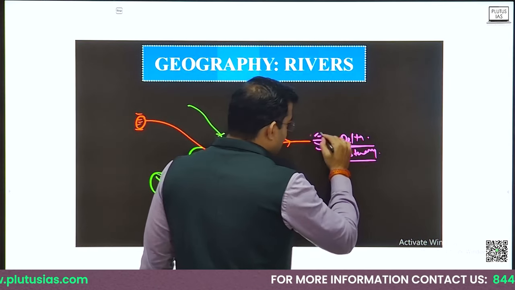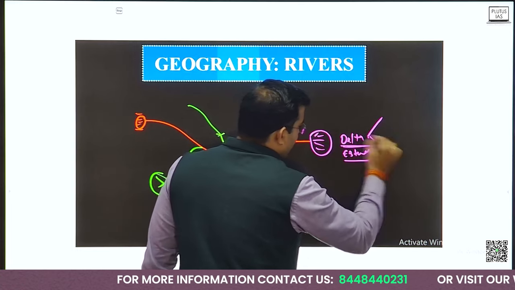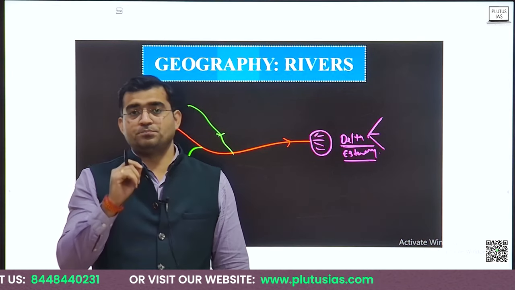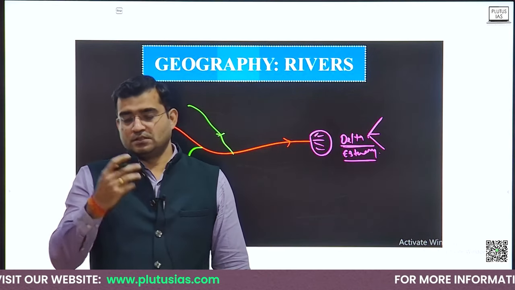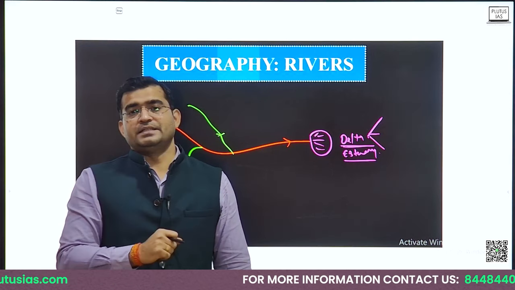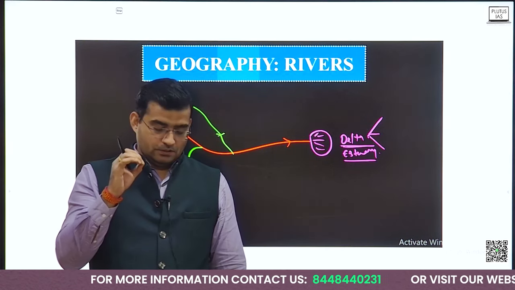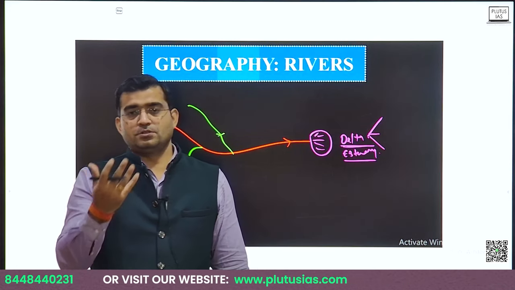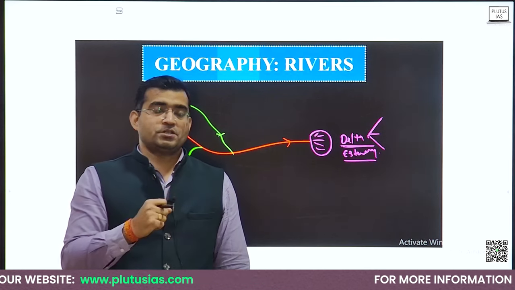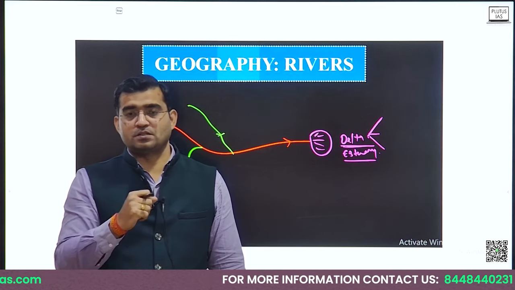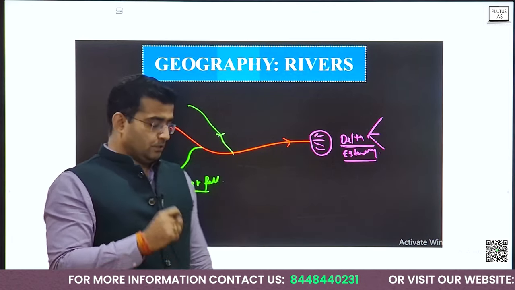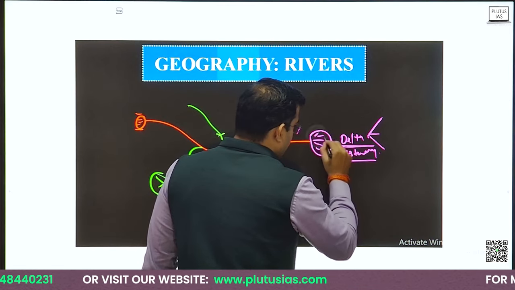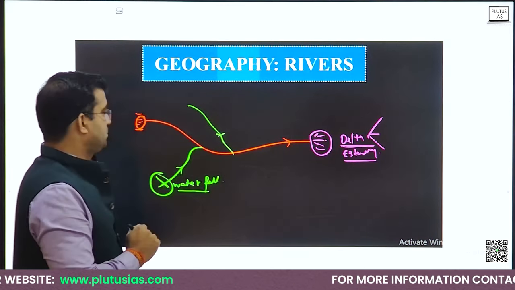Again, if there is a delta, you know deltas are of different types. Like the Mississippi and Missouri in North America form the Birdfoot Delta. Similarly, the Ural River in Asia forms the digitate delta, that is the tree shaped delta. Similarly, the Elbe River of Germany or the Tiber River of Rome, Italy forms the cuspate delta. So if there is a delta, we must understand the form of delta with some information.